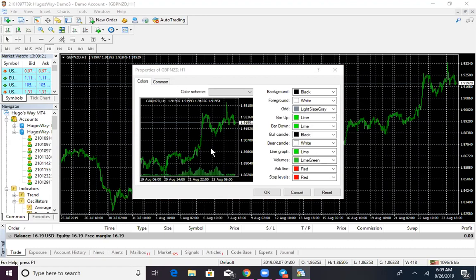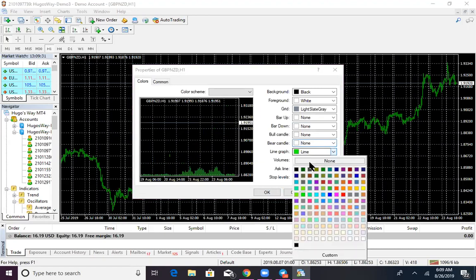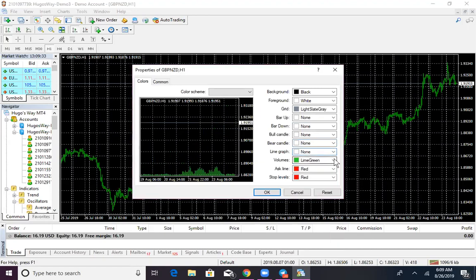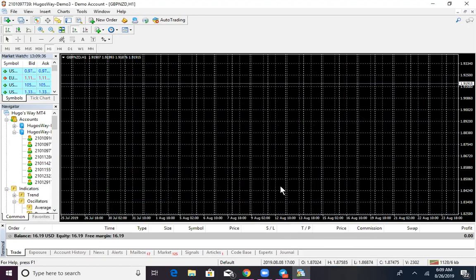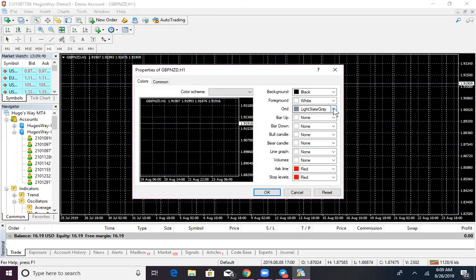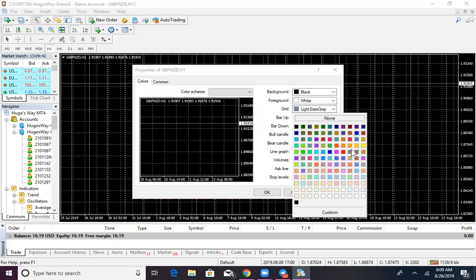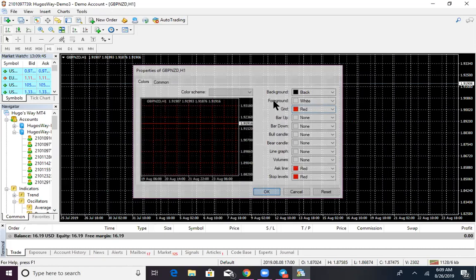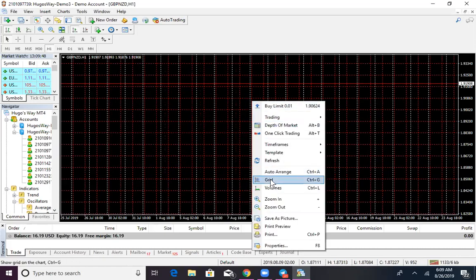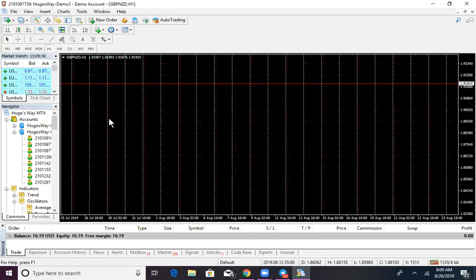So I'm going to set my chart up because again, I'm on another computer. This isn't the one I normally use. Bear with me. Oh, hold on. Grid. Get rid of that grid. You just right click again and click grid.